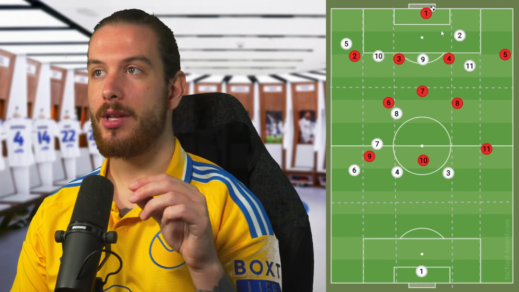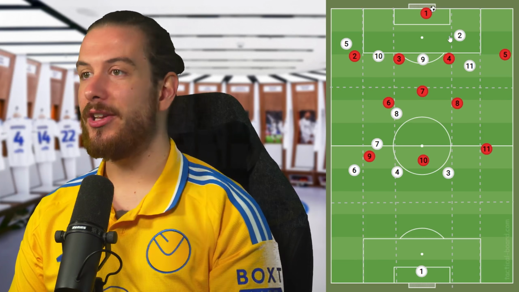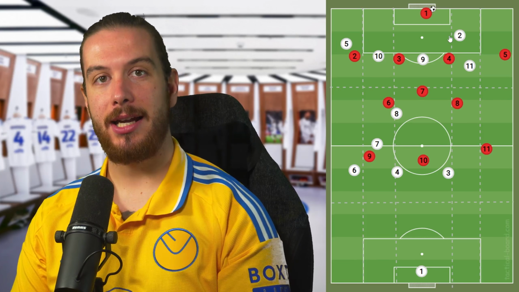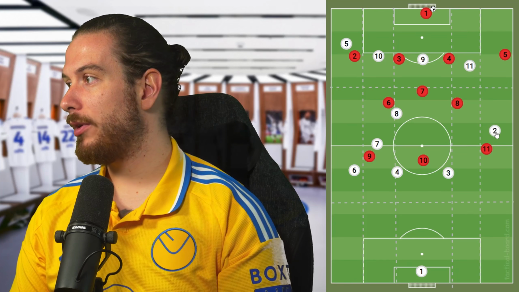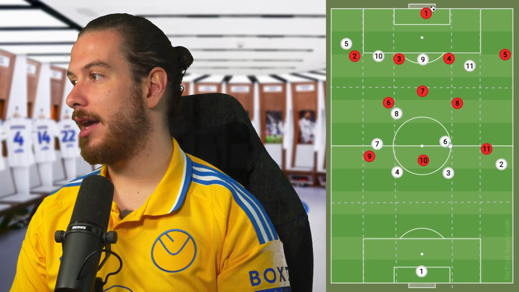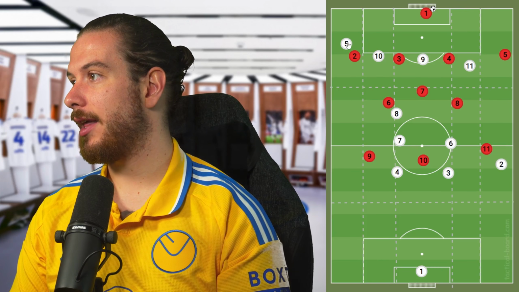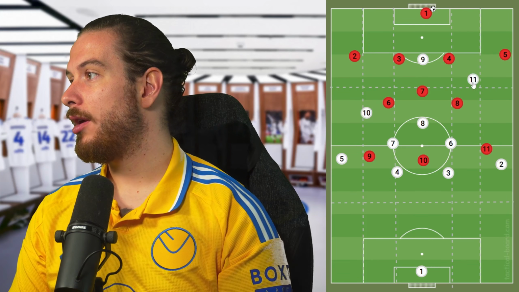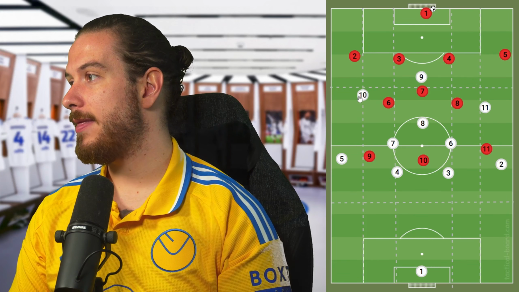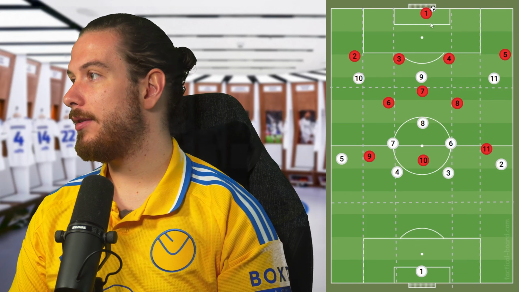So the ability is there to still create chances in attack. And I think that's going to be very, very important for Leeds. When we look at the defensive side of things, let's reset this slightly. The defensive side of things, when we don't have the ball, of course, having that 3 in there is going to be very important.